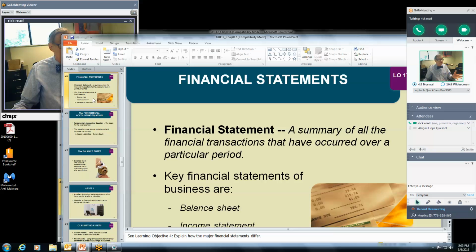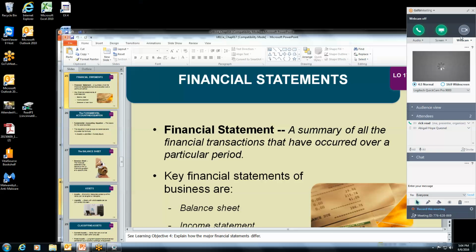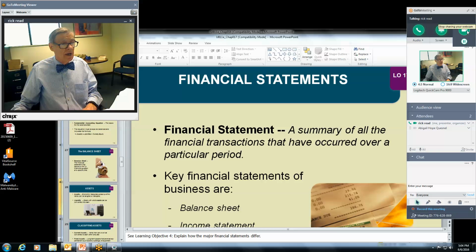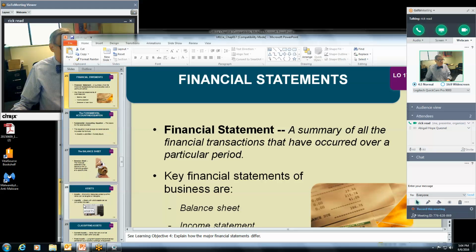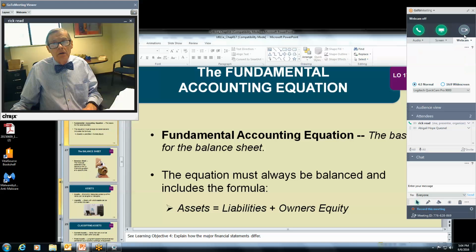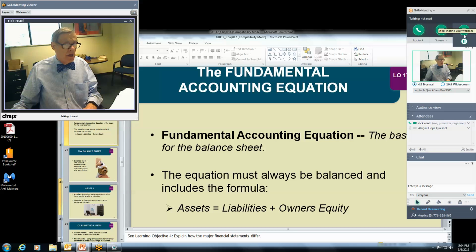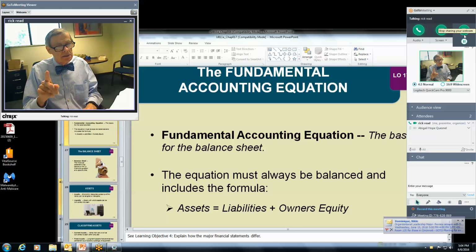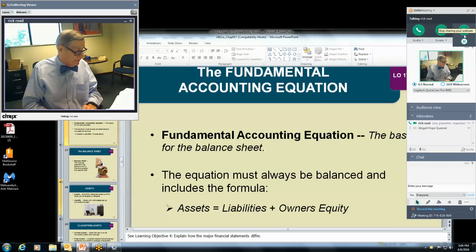All right, here are the financial statements. Remember the three key statements: balance sheet, income statement, and then the statement of cash flow. Here below, we see the fundamental accounting equation for the balance sheet. Assets equal liabilities plus the owner's equity. Do that again. Assets equal liabilities plus the owner's equity.